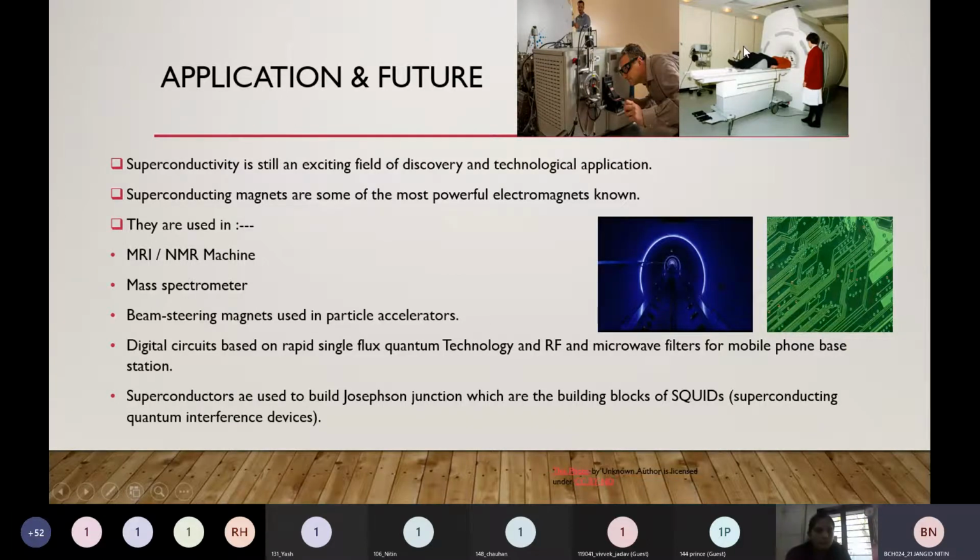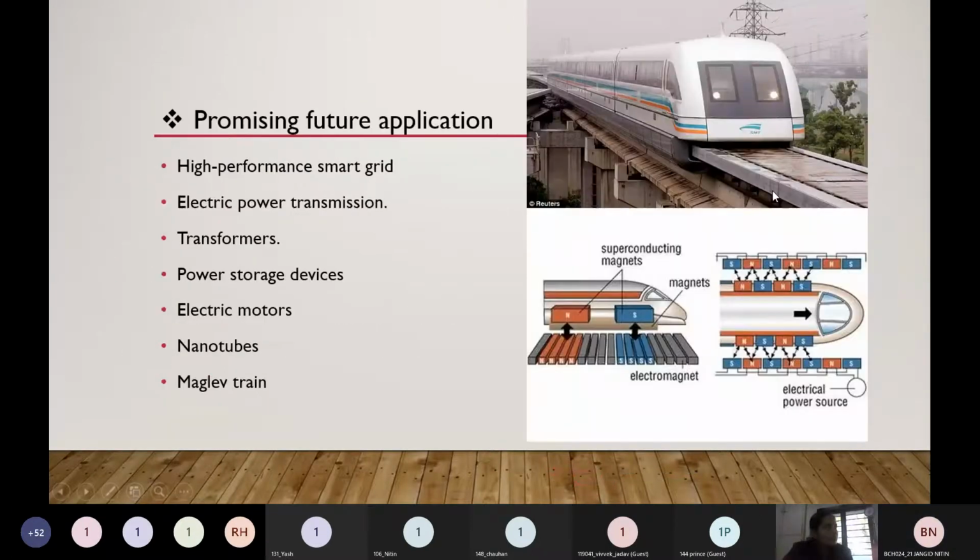It is also used in mass spectrometers and beam steering magnets in particle accelerators, digital circuits based on rapid single flux quantum technology, and RF and microwave filters for mobile phone base stations. Coming to further promising future applications: the high performance smart grid, electric power transmission, transformation, power storage devices, electric motors, nanotubes, and maglev trains.